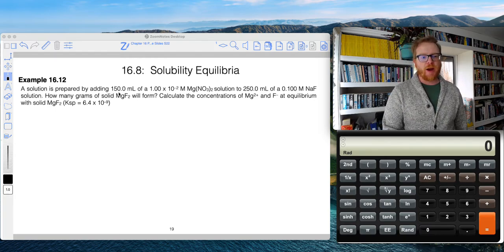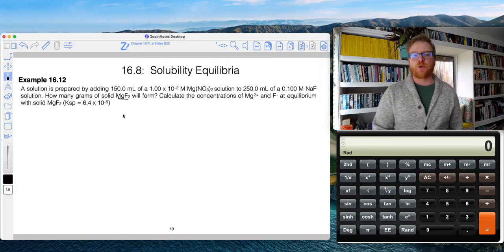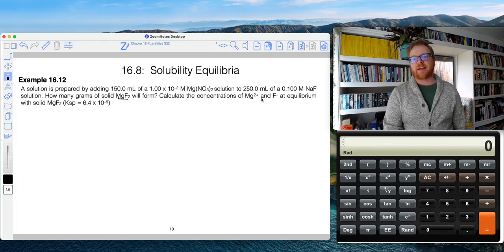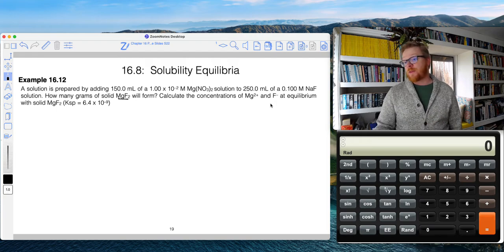A solution is prepared by adding 150 mL of a 1 times 10 to the minus 2 molar magnesium nitrate solution to 250 milliliters of a 0.1 molar sodium fluoride solution. How many grams of solid MgF2 will form? And then we also want to calculate the concentrations of magnesium 2+ and fluoride in equilibrium with the solid.